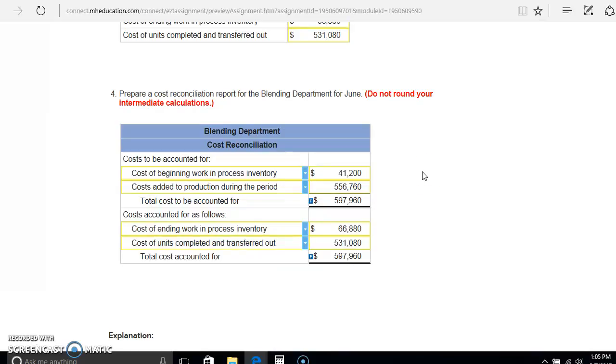So I just wanted to show you the cost reconciliation, and this is just to check yourself. So the cost of the beginning work in process inventory was 41,000. I think that was given to you. And that was the 30,400 plus the 10,800. We added a total of 556,760. So total cost to be accounted for 597. And then here we have the cost of ending work in process, and we're adding what we calculated as the cost of units transferred out, and that equals. So they tie out. So then you know that you are correct there.